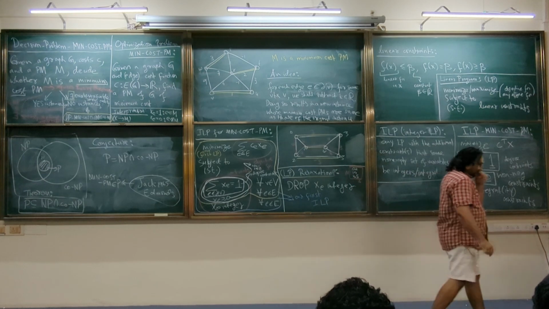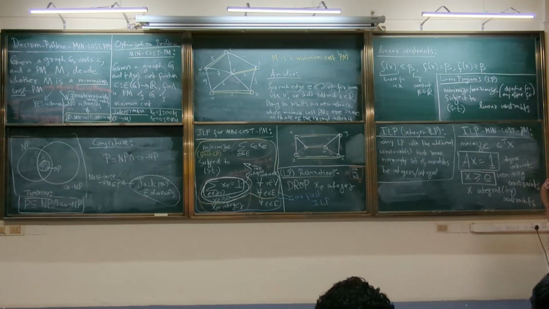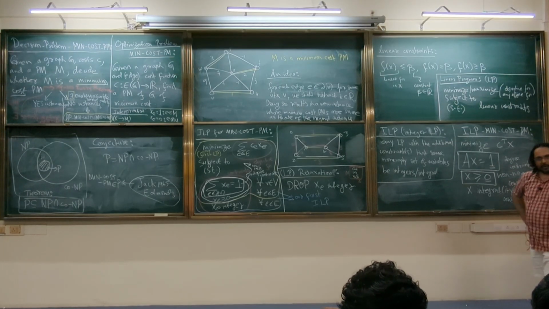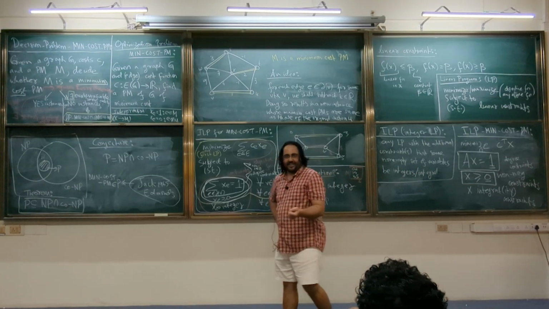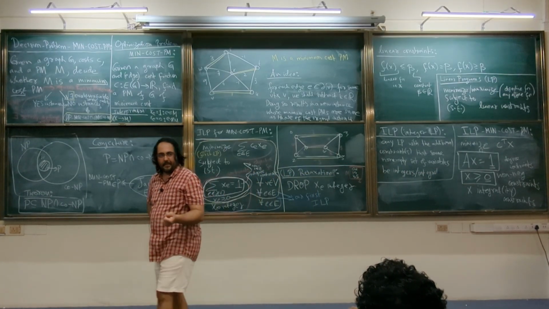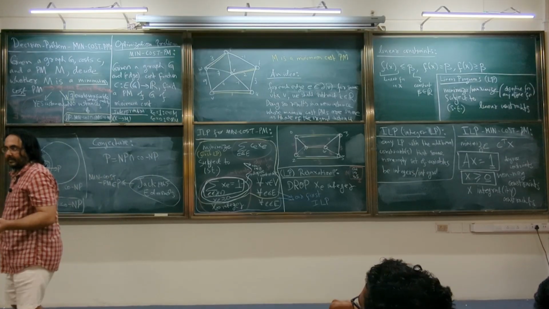You all agree? If we do this for any vertex, we will get a new instance, but the minimum cost perfect matchings are exactly the same. Yeah? If I can do this at one vertex, I can also do this at another vertex. Yeah? I can do it at every vertex.